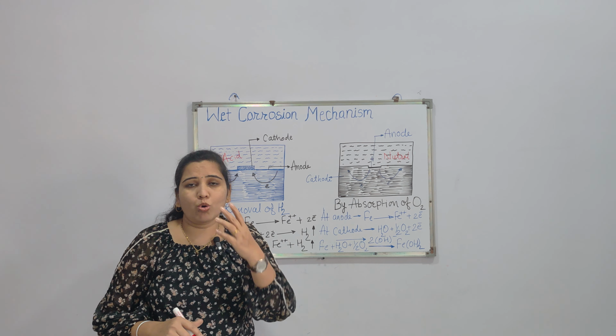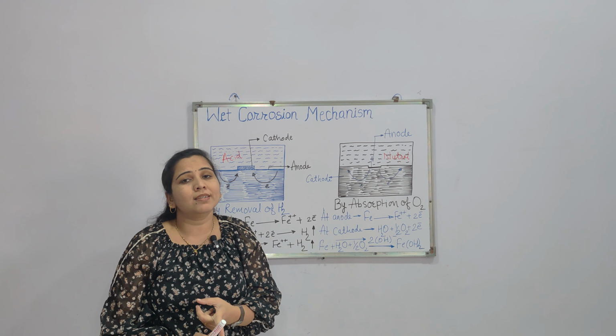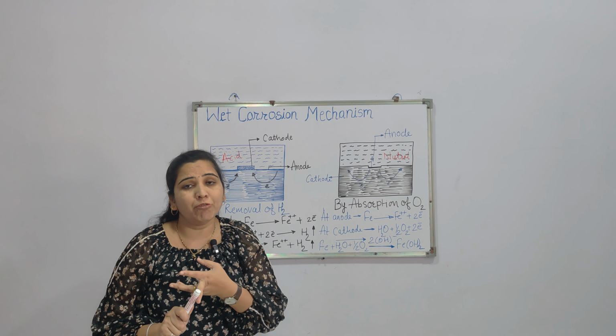So the corrosion can happen in two different ways. Either corrosion is a dry corrosion or it is a wet corrosion.